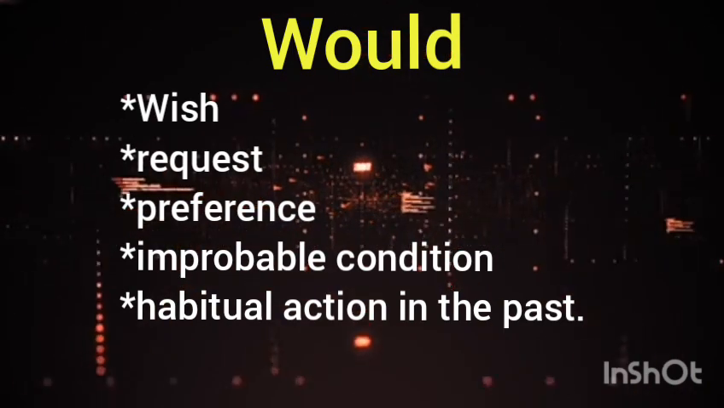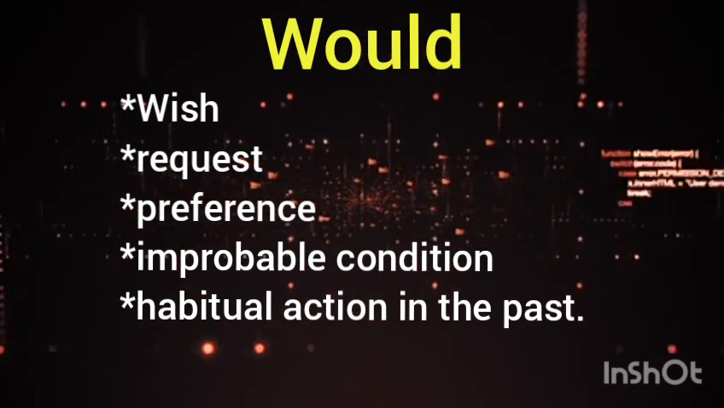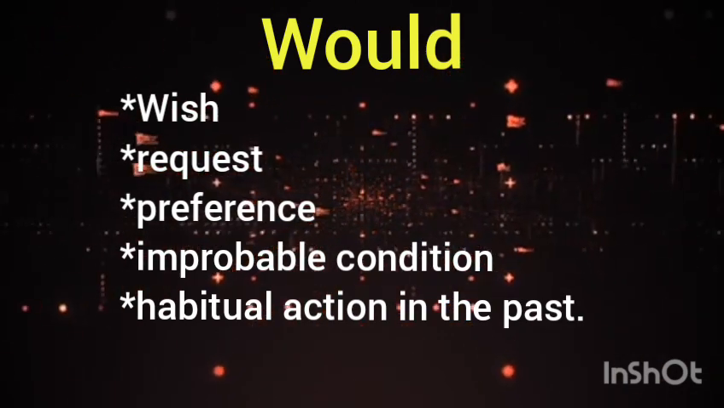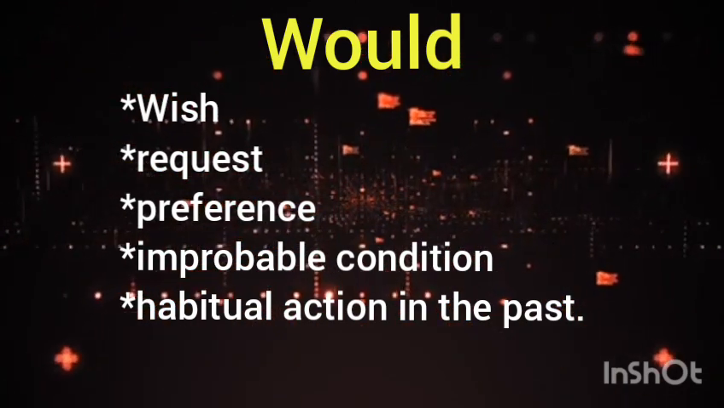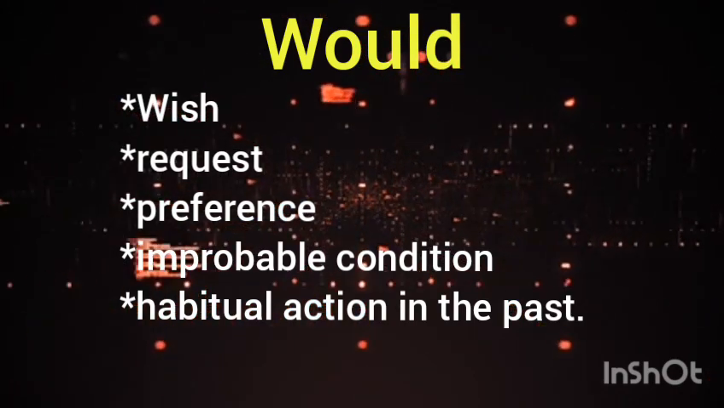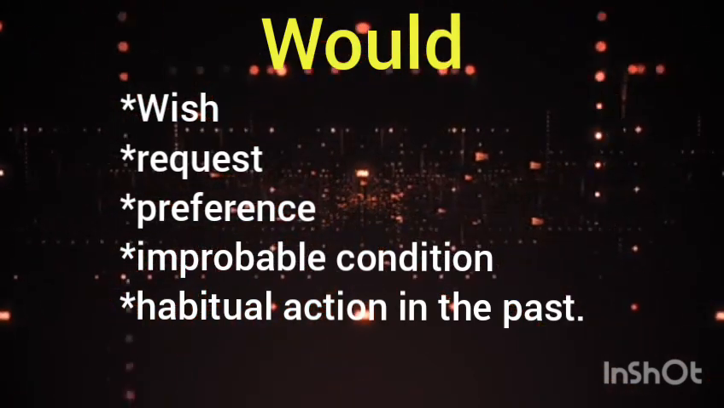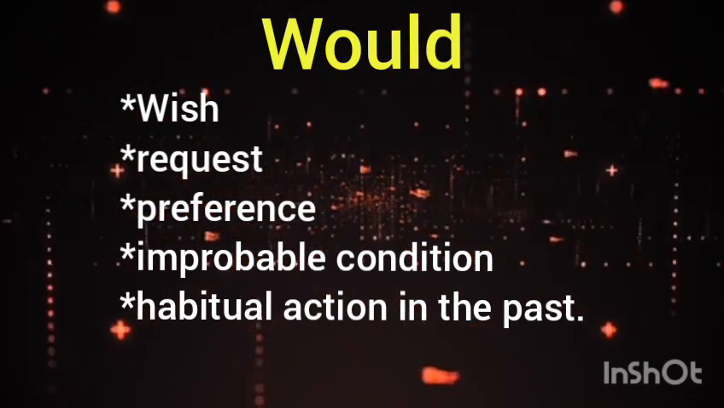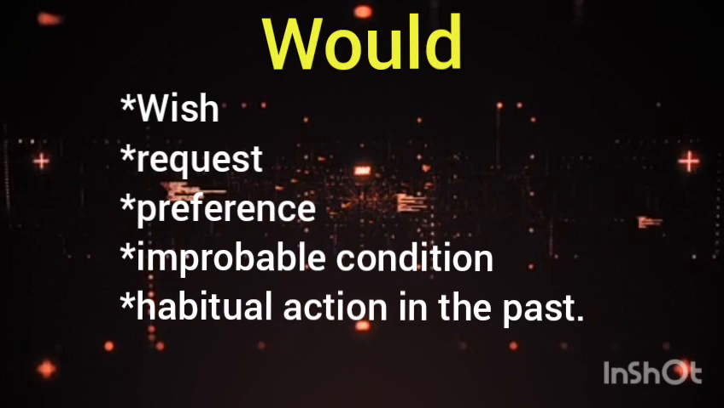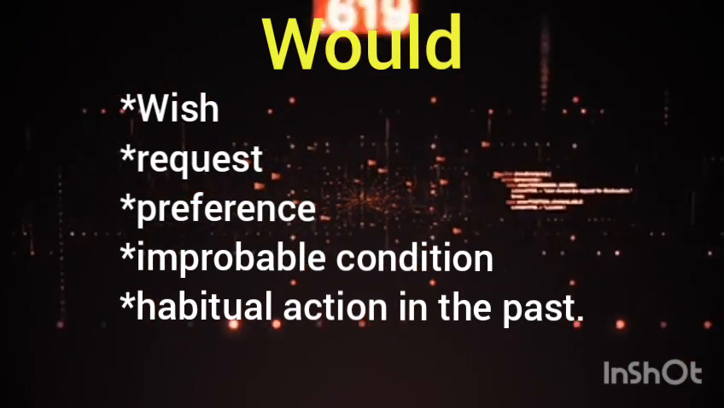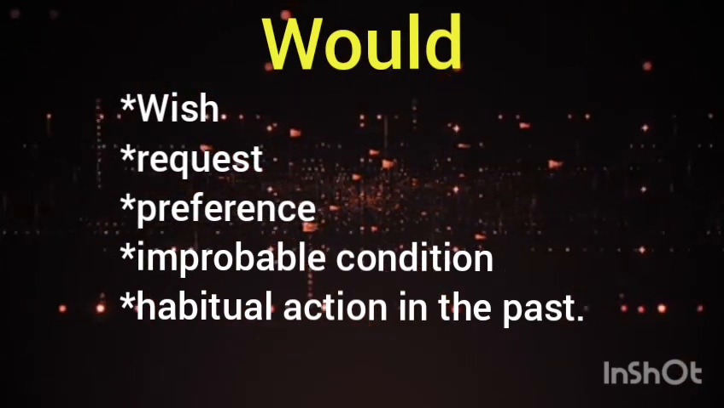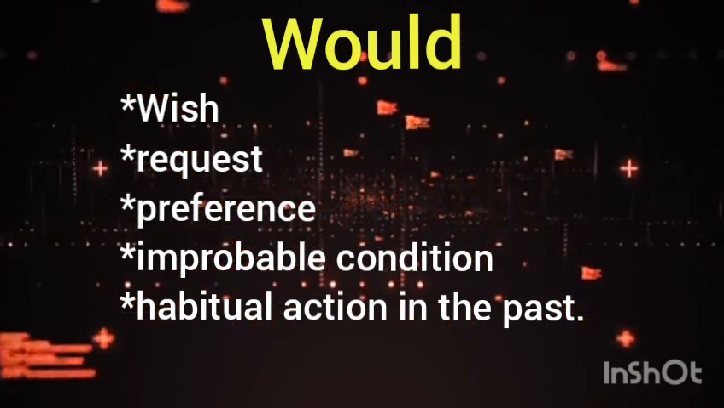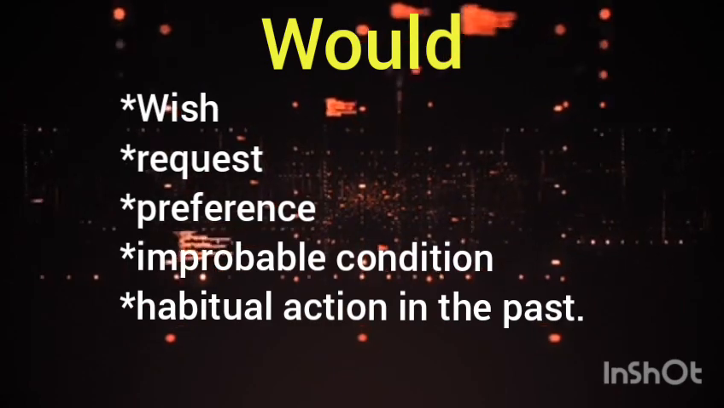In improbable conditions, we will be learning the if clause. In that we have probable conditions and improbable conditions. Here we will be learning about imaginary cases. If it comes with were, as in if I were, we can use would. This is the example sentence: If I were rich, I would start an orphanage. So whatever imaginary case comes in an improbable condition, you can use would.